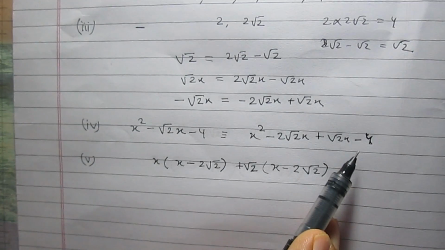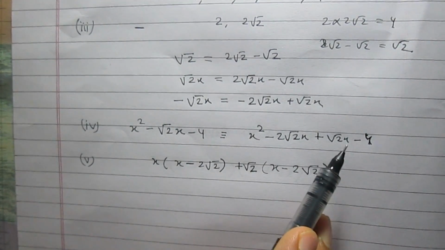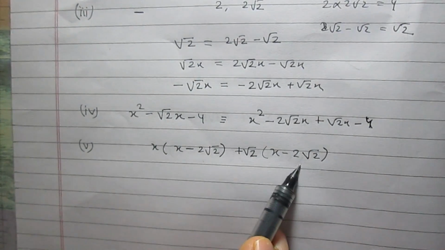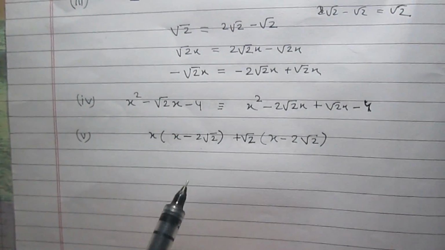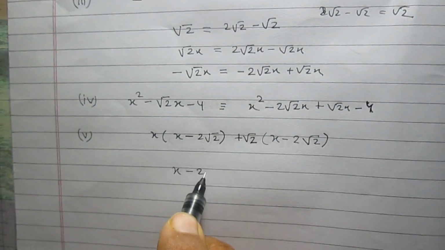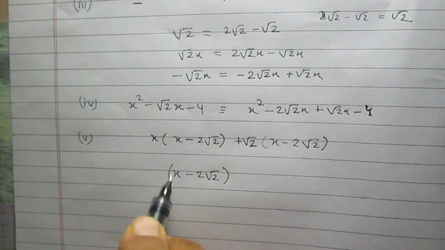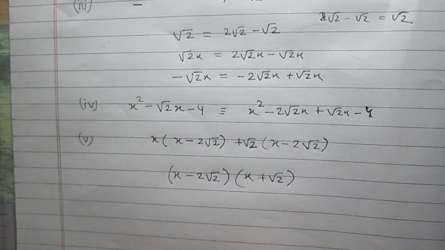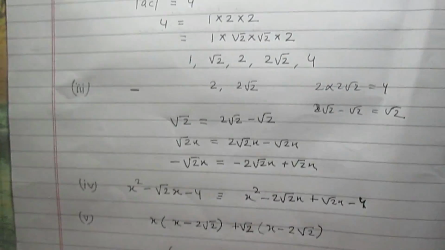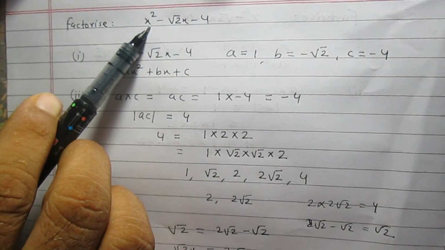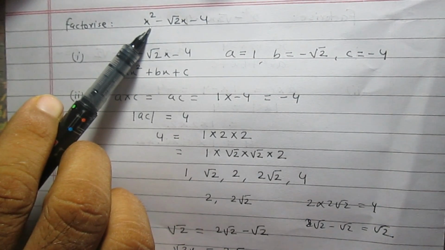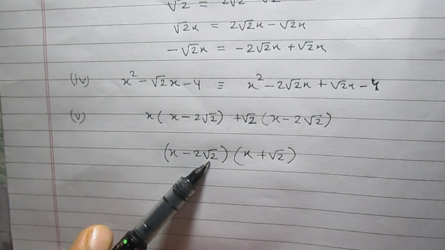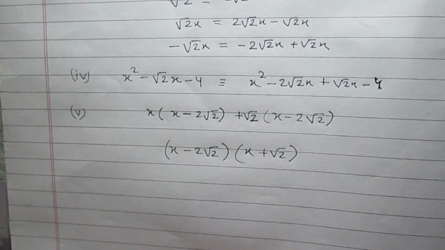So we have factorized first two terms and last two terms such that a factor x minus twice of square root 2 is common. So the common factor can be written outside the bracket, and inside the bracket you will have x plus square root 2. So in this way you have factorized a quadratic expression using the middle term split method with two factors. The first factor is x minus twice of square root 2 and second factor is x plus square root 2.